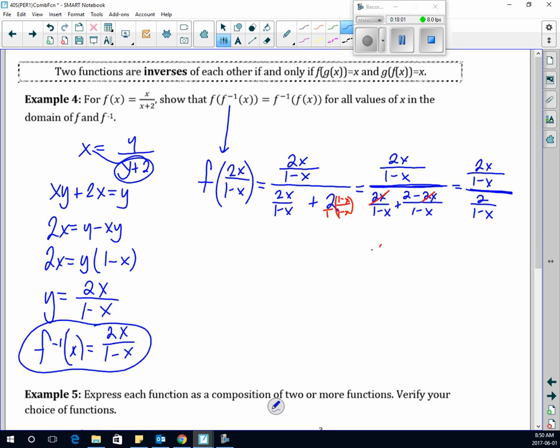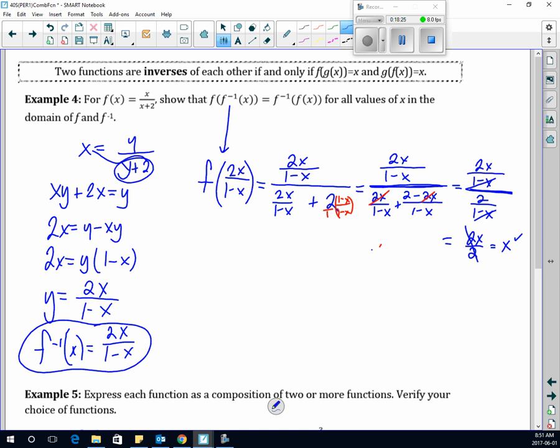Does everybody see when I flip and multiply, the 1 minus x's will cancel? And then what am I left with? 2x over 2, which the 2's cancel, and I'm left with x. So that's what's supposed to happen, right? X goes into the inverse function, goes into f, spews out the x again, right?